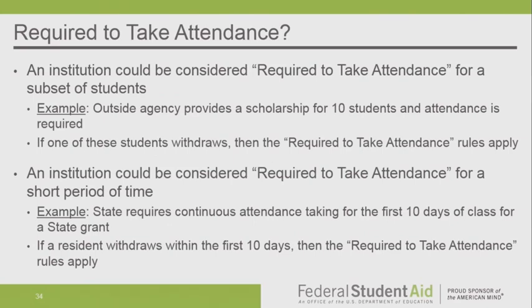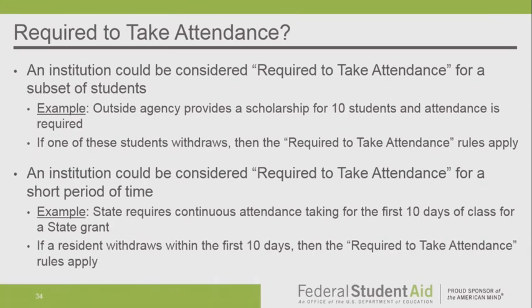Here's a couple of examples of what we mean when we say required to take attendance. Here's an example where an outside agency provides a scholarship for 10 students, and in order for those students to maintain that scholarship, they have to attend. And so attendance is required to be kept for those students. If one of those students were to withdraw, there would have to be an attendance record used to determine that student's withdrawal date, because those 10 students are considered in a situation where the institution is required to take attendance.